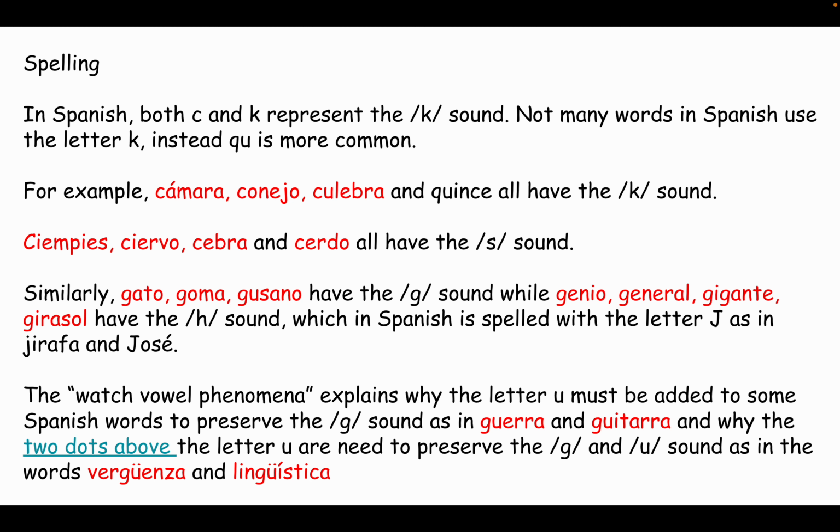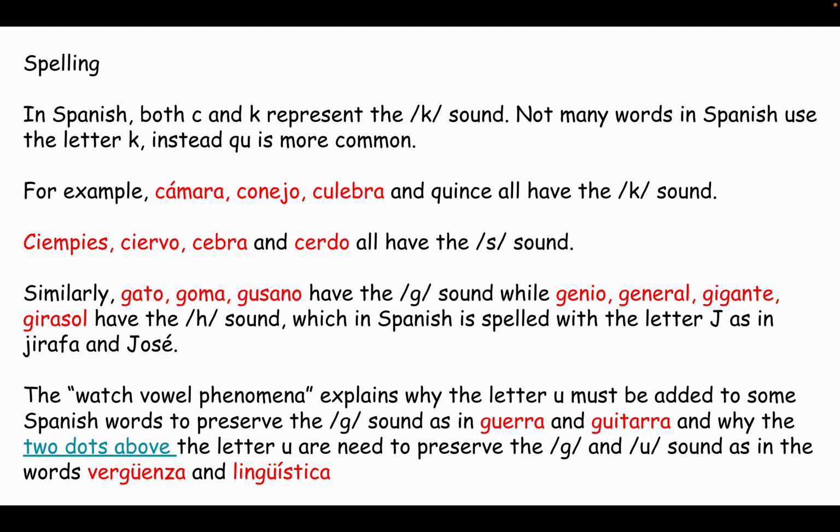Spelling. In Spanish, both the C and the K represent the K sound. Not many words in Spanish use the letter K. Instead, QU is more common. For example, cámara, conejo, culebra, and kilo all have the K sound. Cien pies, ciervo, cebra, and cerdo all have the S sound. Similarly, gato, goma, gusano have the G sound, while genio, general, gigante, girasol have the H sound, which in Spanish is spelled traditionally with the J, as in jirafa and José.